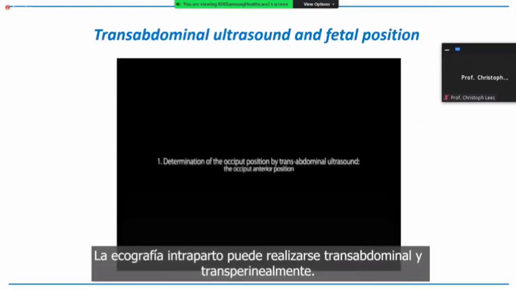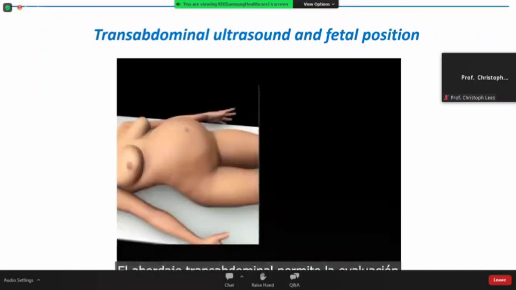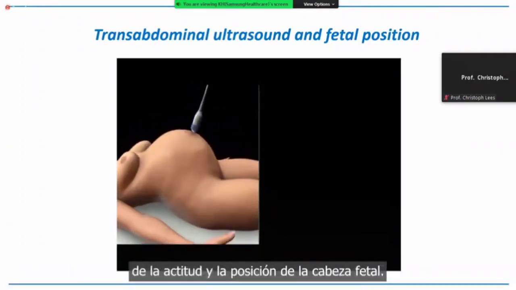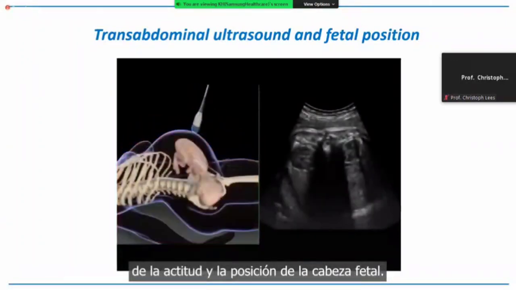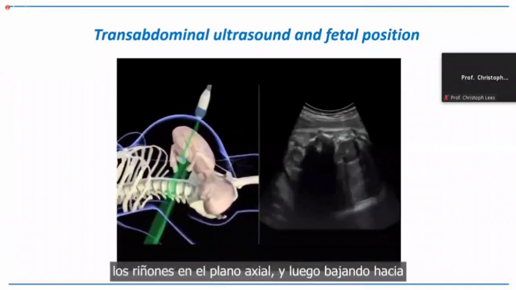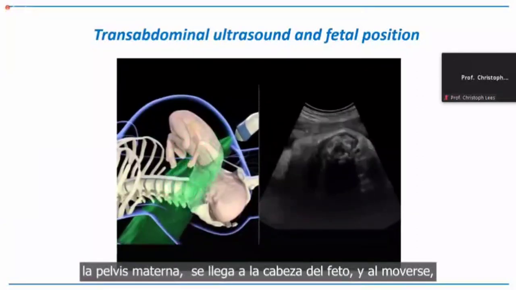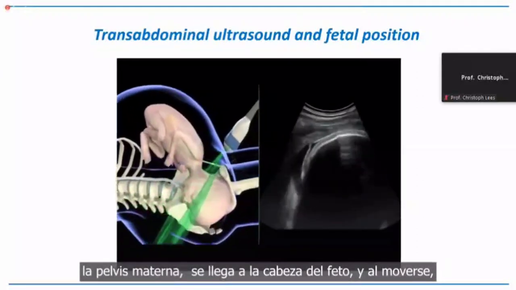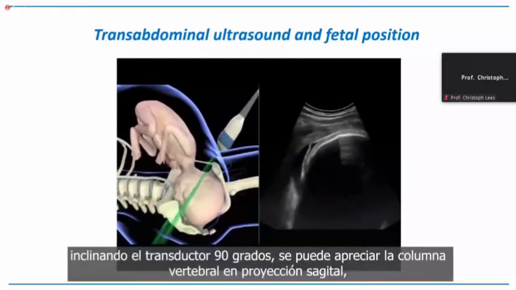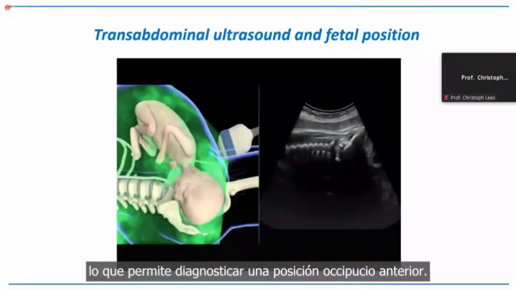Intrapartum ultrasound can be performed transabdominally and transperineally. The transabdominal approach enables the assessment of the fetal head position and attitude. Starting from the position, you can see from this clip the kidneys on the axial plane, and then moving down towards the maternal pelvis, you get up to the baby's head, and by tilting the probe by 90 degrees, you can see sagittally the spine, which enables you to diagnose an occiput anterior.